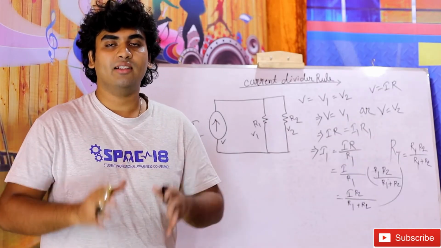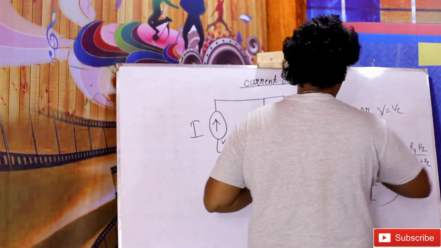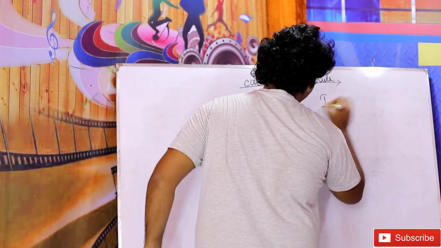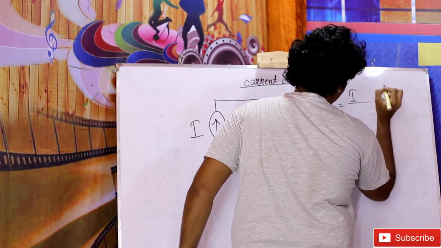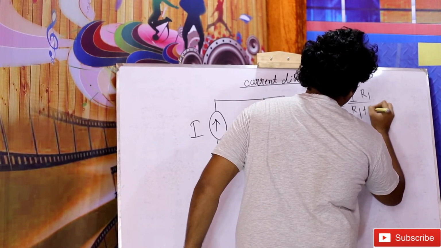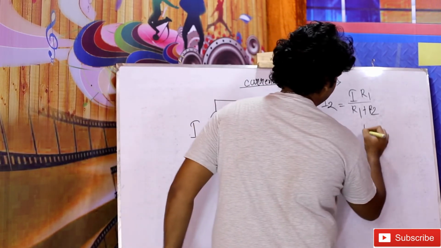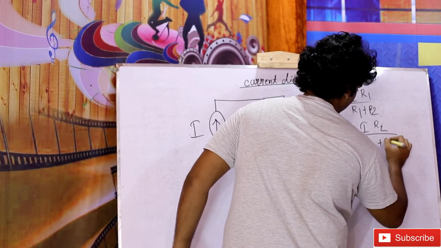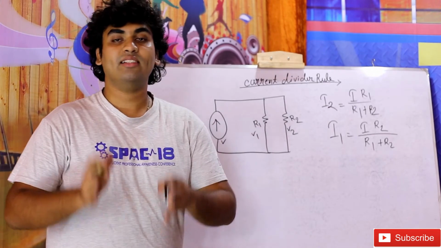Similarly, we can find the equation for I2. For I2, we will get I into R1 divided by R1 plus R2. That means for both, we get these equations. So this is the equation for the current divider rule.